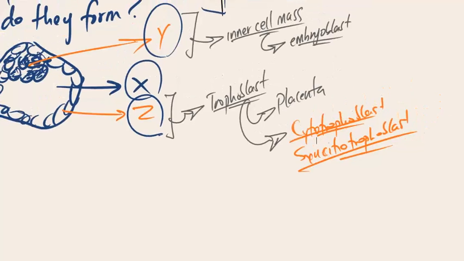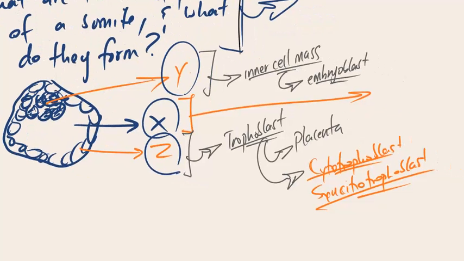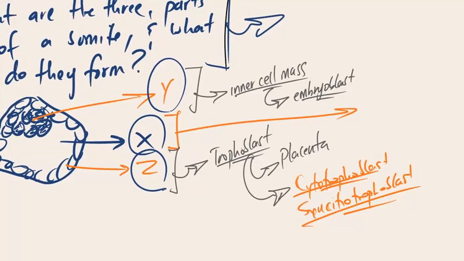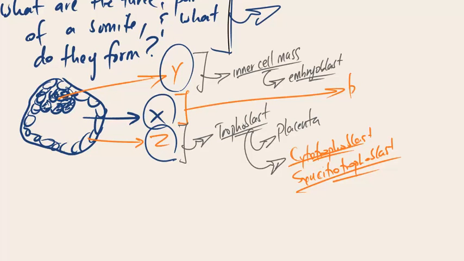Okay, all right. And how about X? It would become the future yolk sac. Okay, future yolk sac. That's the answer.